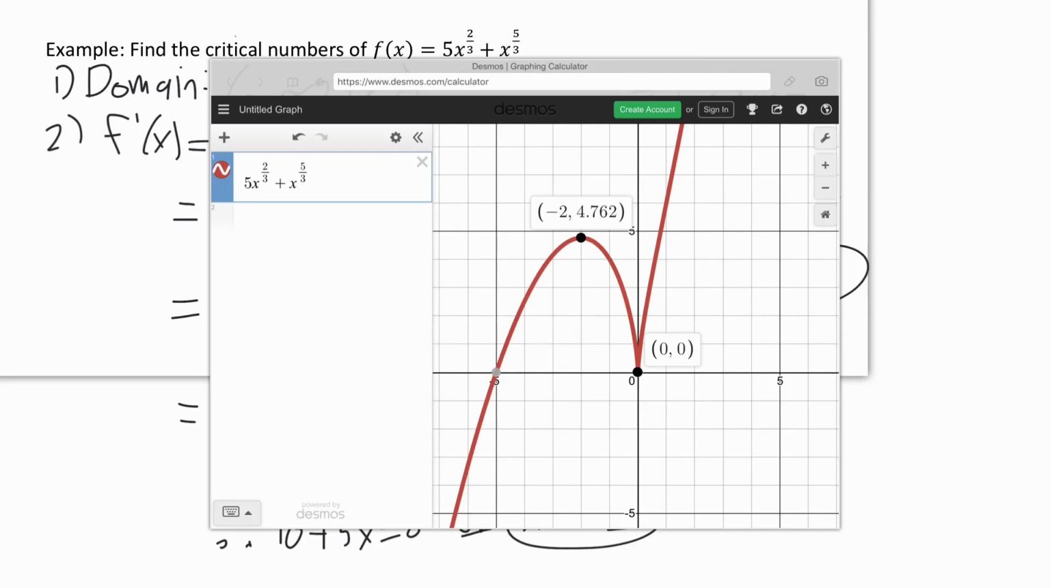So again, both of those are critical numbers, and we can see those critical numbers very clearly on the graph. They look so obvious. The horizontal tangent line is so clear, and the derivative, where it's undefined, just jumps right out at you.